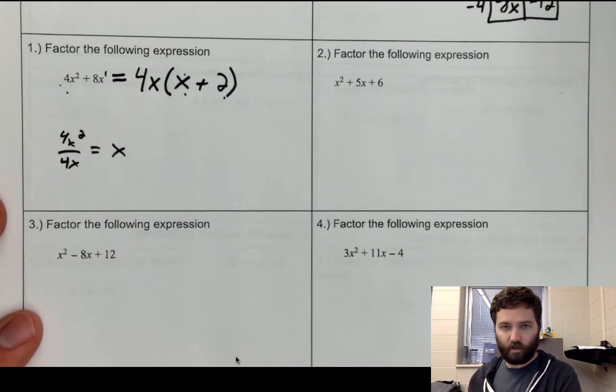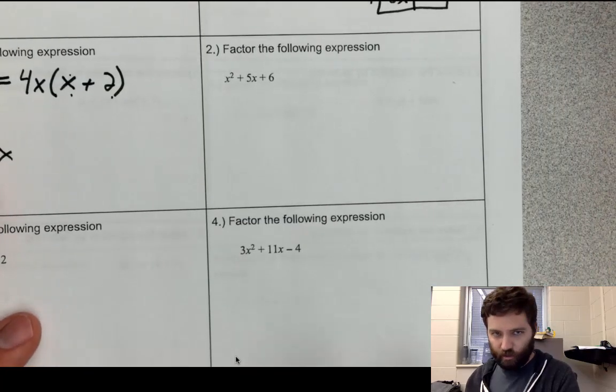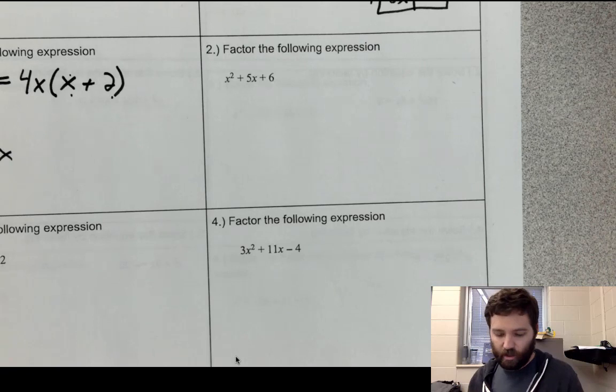All right, let's move on to number 2. Factor the following expression. Now, this is a trinomial, right? There's 3 terms. It's a quadratic, and that means the highest power of x is 2. And so to do that, we're going to use what you guys use in Algebra 1, which is called the magic x method. So I'm going to show you that method right now.